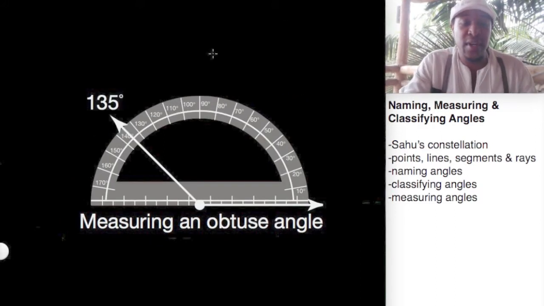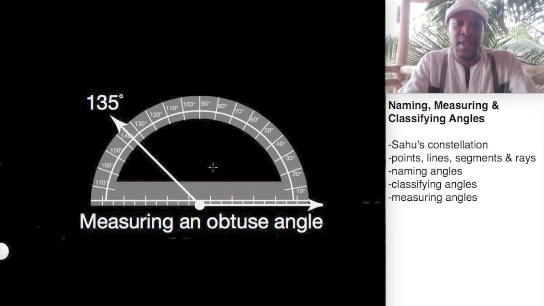And of course, we can also measure obtuse angles in the same way. So we align one ray with the base of the protractor, the flat, straight part of the protractor, and then we read the angle from the other part. So here we have an obtuse angle, and we know it's obtuse because we can see that the measure seems to be between 130 degrees and 140, so we can measure this one at about 135 degrees. All right, so that is how we name, measure, and classify angles.